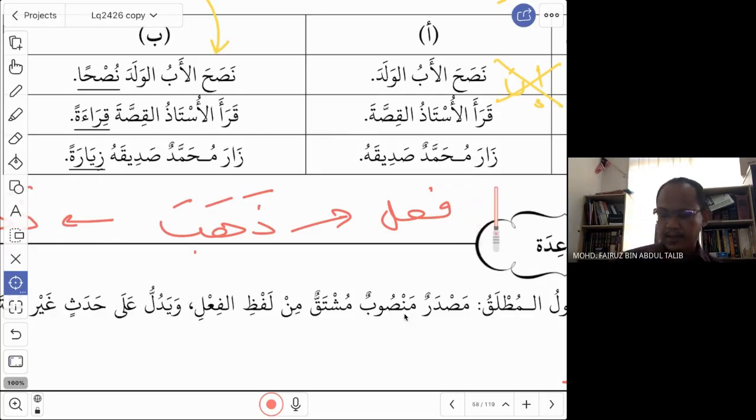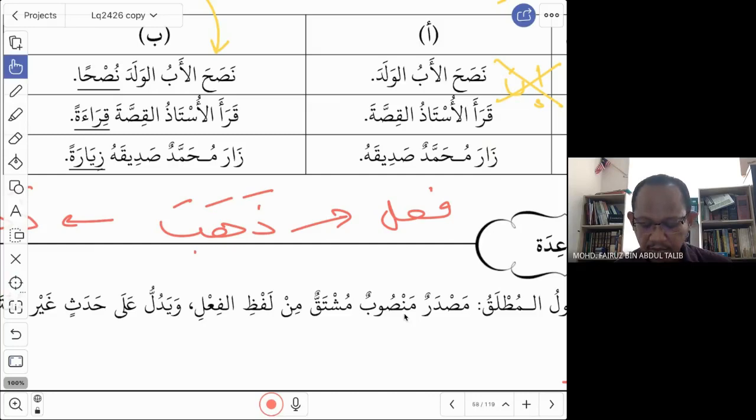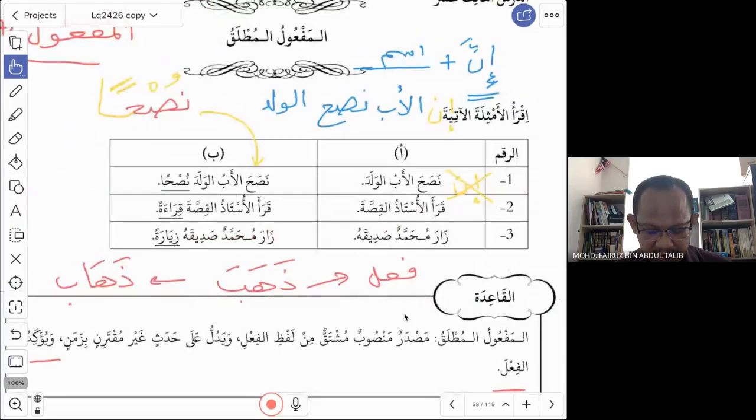Third jumlah: Zara Muhammadun Sadiqahu. Or you can also say Muhammadun Zara Sadiqahu. Both mean the same: Muhammad visited his friend. Now you want to emphasize this action Zara. You want to say he really has visited his friend. So how do you say that? Of course, there are many ways. But for this lesson, we use maf'ul mutlaq.